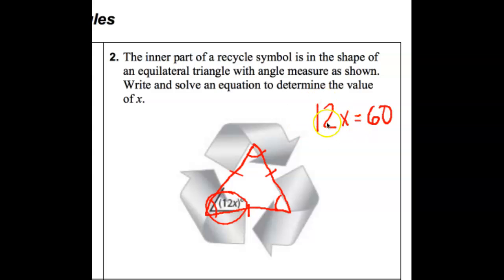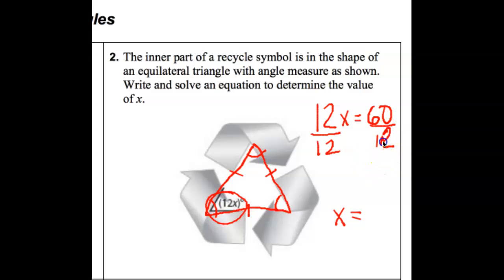So what am I going to do to this 12 to get rid of it in order to end up with just the x equal to something over here? Am I going to add, subtract, multiply, or divide? Which property of equality am I going to use? Very good. I'm going to divide both sides by 12. Now this is a basic fact. 12 times what number equals 60? So go ahead and solve that for me, please.